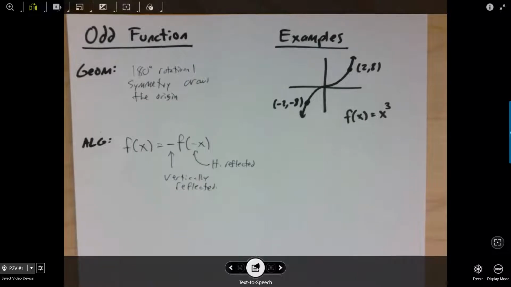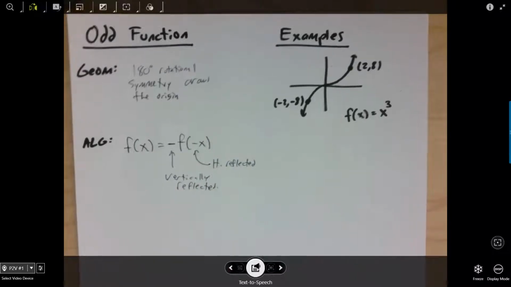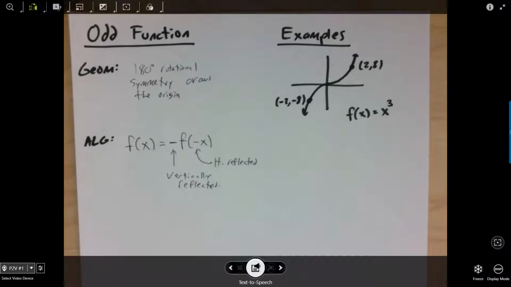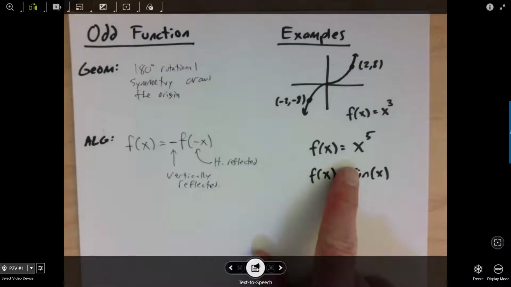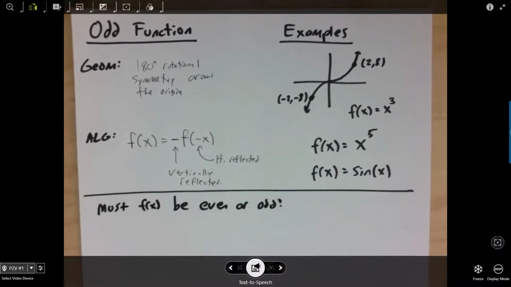So just like before, go ahead and think of some examples of other odd functions. Maybe a more complicated function that you think is odd. So here are a couple of other common odd functions, x to the 5th, or any odd polynomial like this. Sine of x.